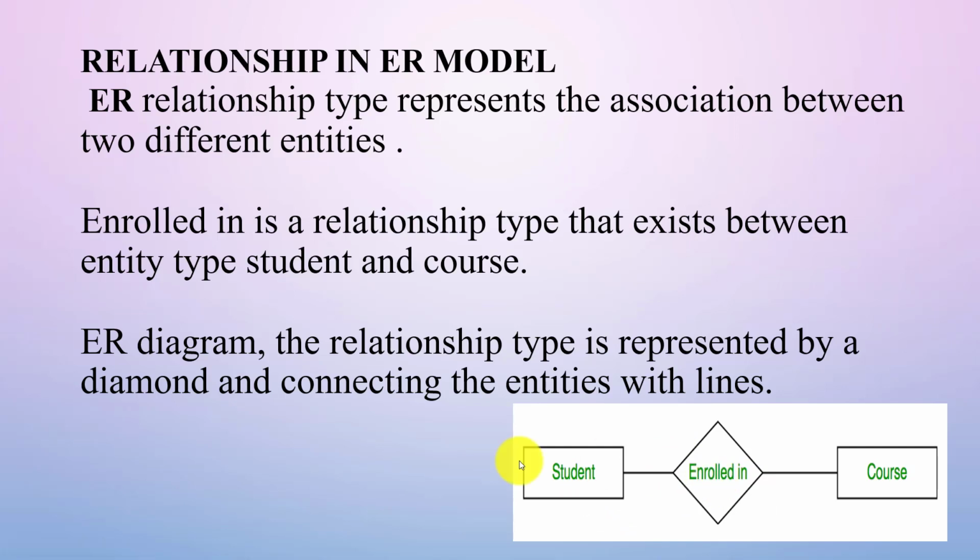In an ER diagram, the relationship is represented by a diamond shape. Student enroll course is connected with lines. So this is the relation schema. Now, what is the use of representing it diagrammatically? We can read it in a pictorial form. That's why there is a schema called entity relationship.